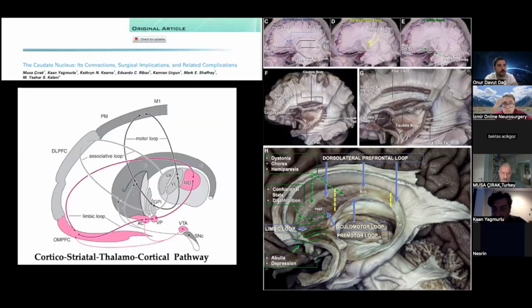Because the caudate nucleus has a lot of loops, it's related to hyperkinetic or hypokinetic movements, like Parkinson disease, Huntington disease, or we can see ADHD or obsessive compulsive disorder, OCD, when there is any problem with these loops, which are called cortico-striato-thalamocortical loops. The caudate nucleus plays a major role in these loops. And this is a paper together with Dr. Musa Chrak.